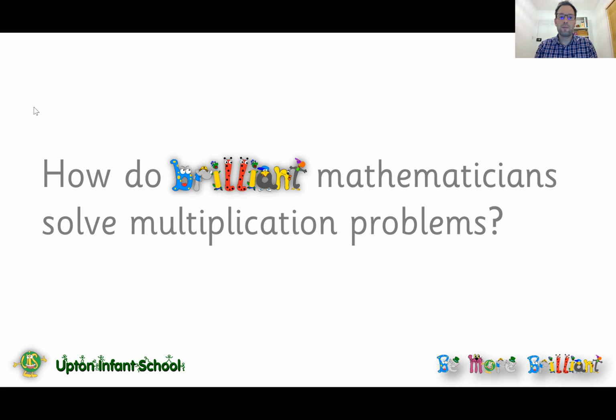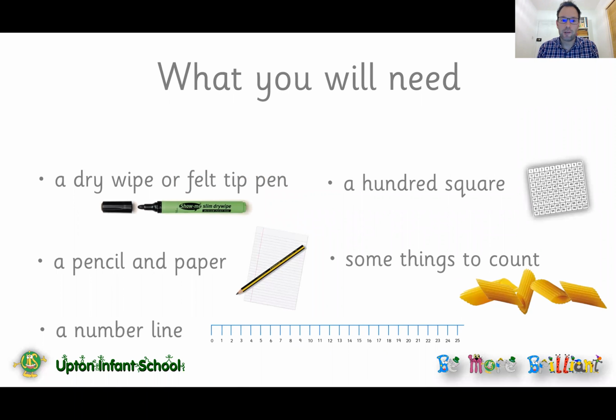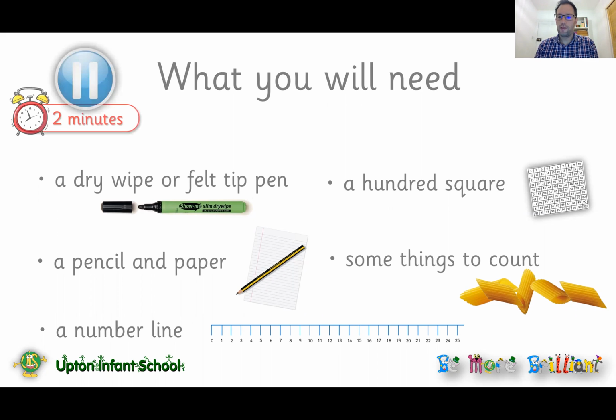So, to begin with, for today's lesson, these are the things that you are going to need. As always, you will need your dry wipe pen and a 100 square, a pencil and paper, and some things to count. Now here I've got some dry pasta. You might have some Lego bricks or some pebbles or some buttons, just a handful of objects that you can count. And if you've got one, a number line. So pause the video. I think you should be able to collect all of those things in 2 minutes. Off you go.